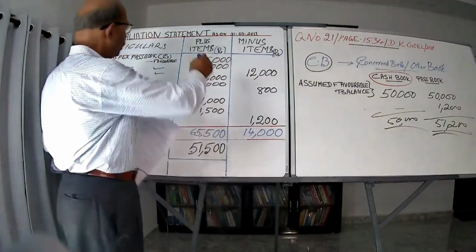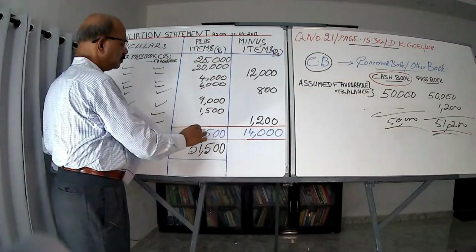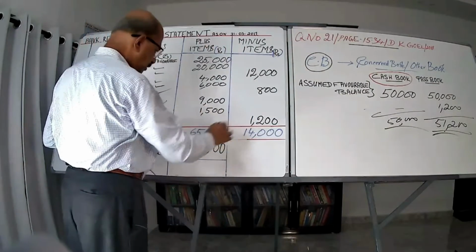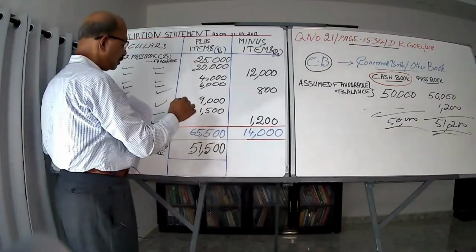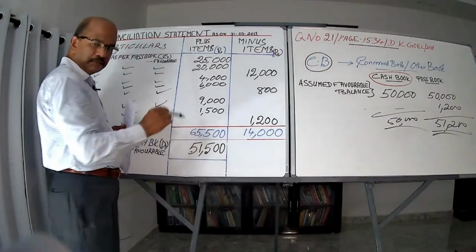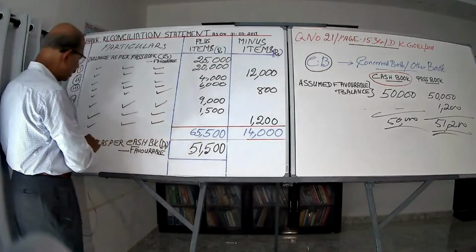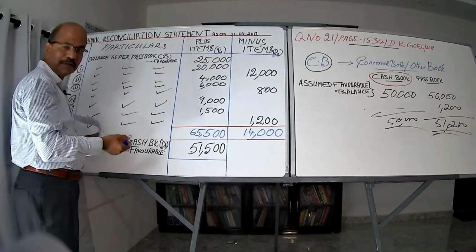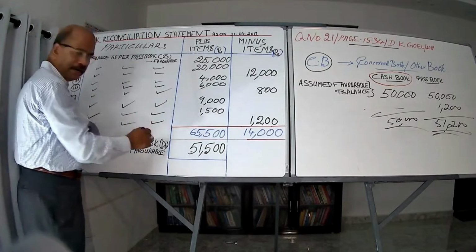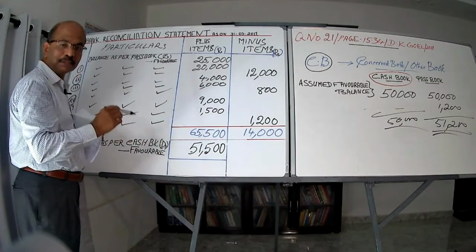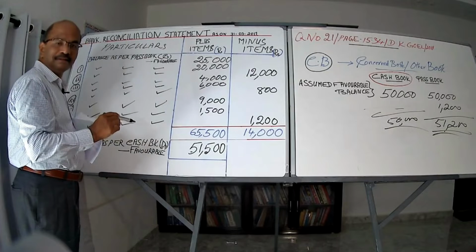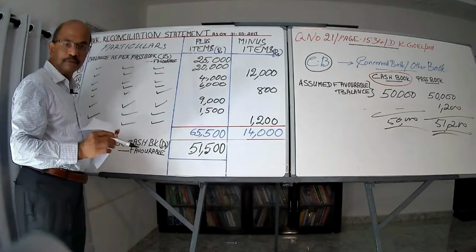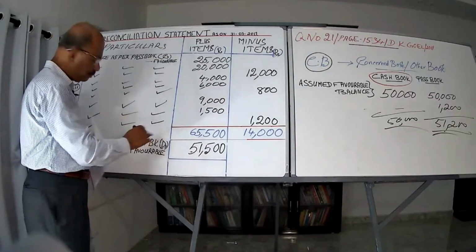Now, as usual, total of plus items, I find 65,500. Total of minus items, I find 14,000. The difference is 51,500. Since the plus item total is more to the extent of 51,500, it's a favorable balance, and I am showing it here against balance as per cash book or passbook. Obviously cash book, because when they have given the passbook, my task is to find out what is the balance as per cash book, and debit. That mistake don't make. Balance as per cash book, debit is the favorable thing. Again, you write favorable. Suppose you show credit and favorable, also don't think you will be protected. Either don't show, but show favorable.